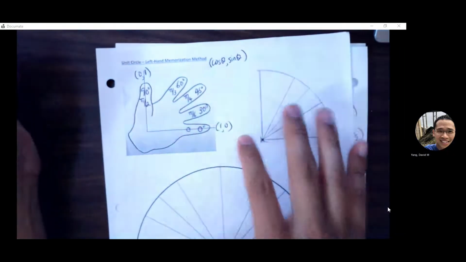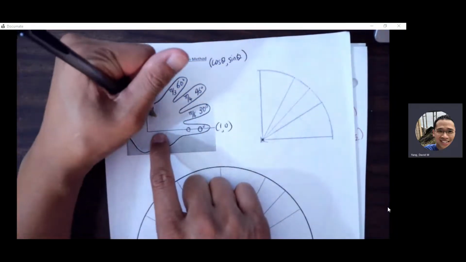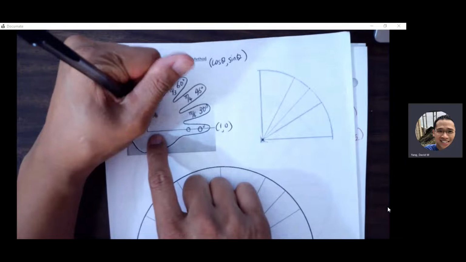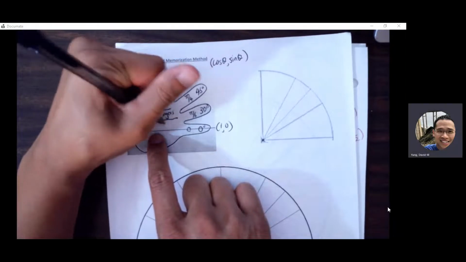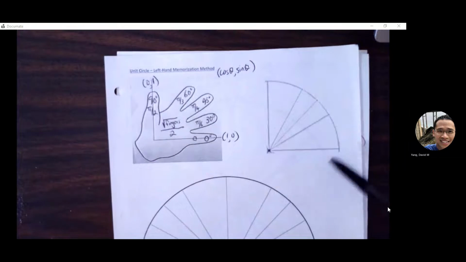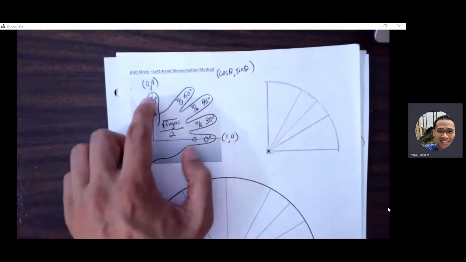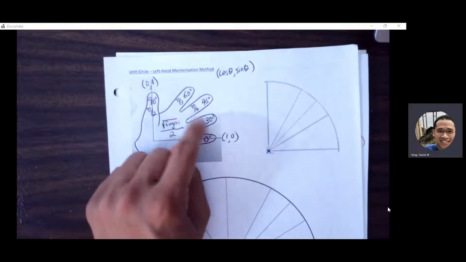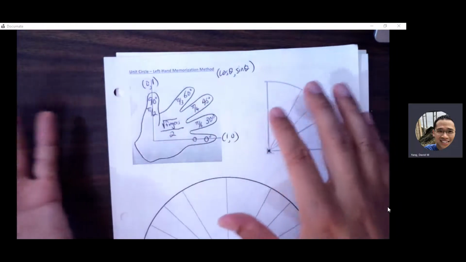Okay. Now there's a formula here. I'll write that formula down and talk about how to use it. So the formula is the square root of the number of fingers, all divided by 2. Okay, so we know the ordered pairs for 90 and 0. We're going to find the ordered pairs now for the 60, the 45, and 30. Okay, so this is the finger method.